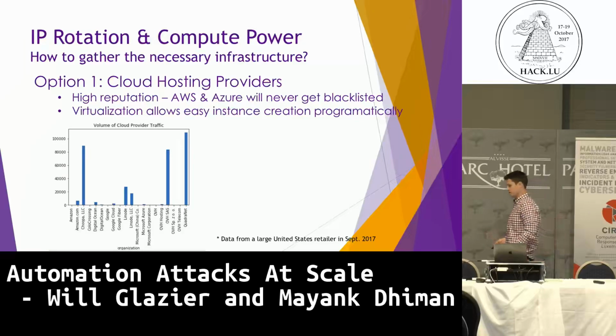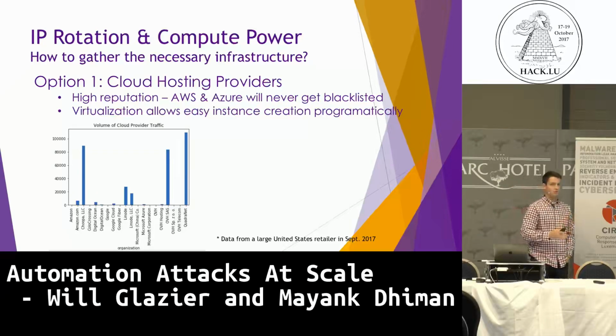And I might think, if I'm launching this stuff, well, if I can use Amazon or Google Cloud or another cloud hosting provider, I know that a defender is never going to blacklist or alert on an organization like that, because they have a high reputation and they don't want to drown themselves in false positives. And B, they know that these IP addresses get recycled very frequently.